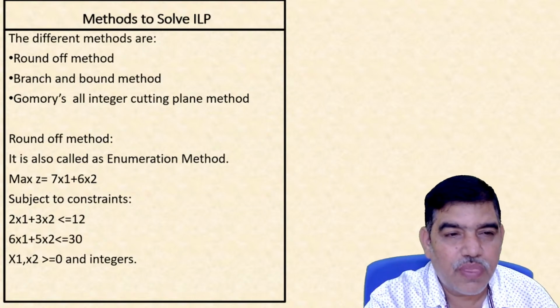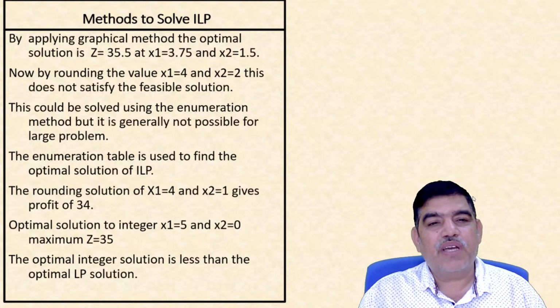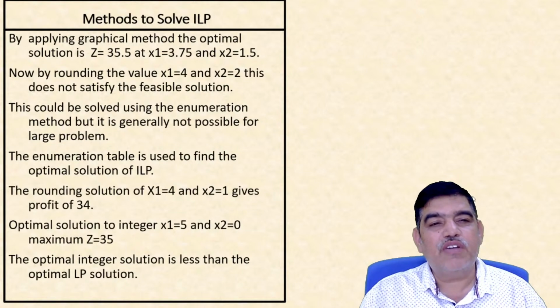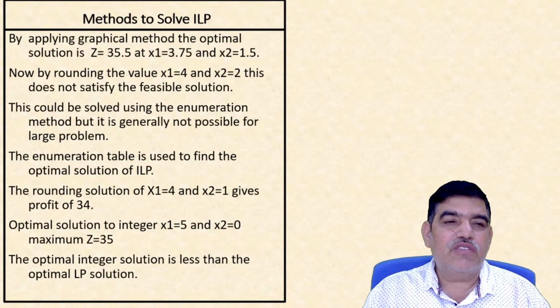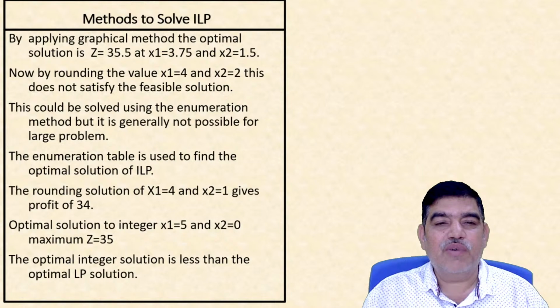Now how to solve? If I apply the graphical method, it is very easy. Applying the graphical method, the optimal solution is z equal to 35.5. That is the maximum value of the objective function, at the point x1 equal to 3.75 and x2 equal to 1.5.